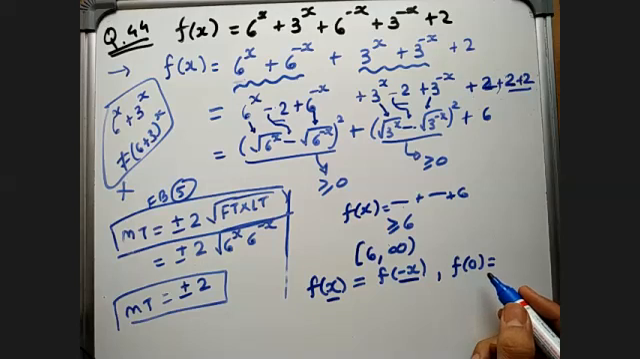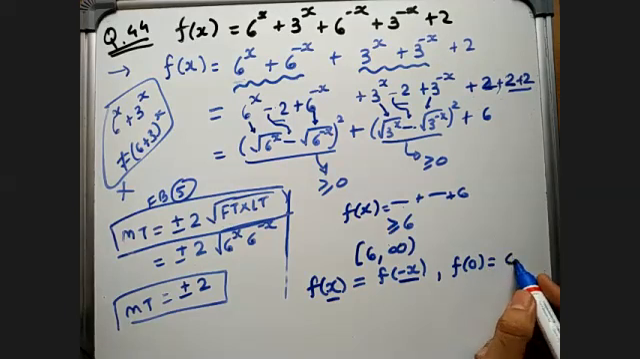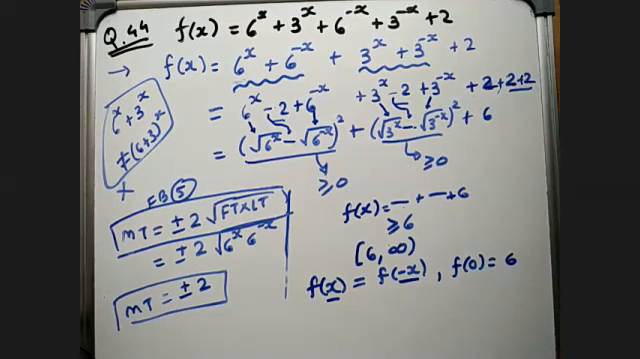Except 0. So when we put 0, f of 0 is equal to 6. We put the value of 0 in this equation, so we'll get 6. From this we can find the range as 6 to infinity. Yes. Great observation.